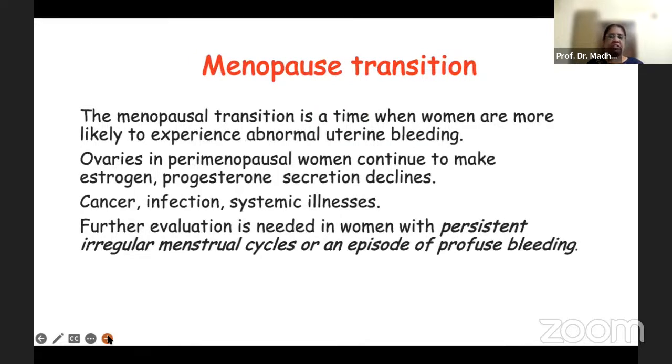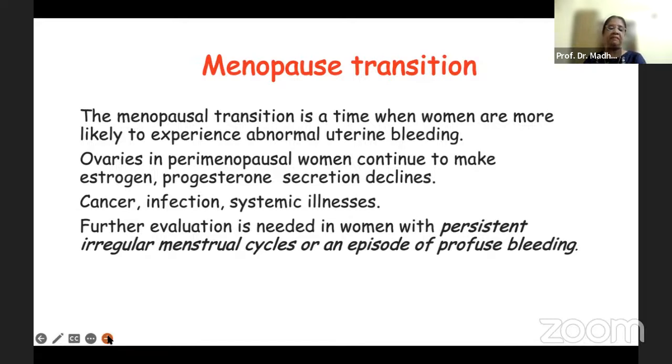Now, menopause and menopause transition also is an important cause of AUB. Menopause transition is the period just before menopause where women experience abnormal uterine bleeding. The ovaries continue to secrete estrogen, though it may not be at the expected level, and the progesterone level declines because the cycles are becoming anovulatory.